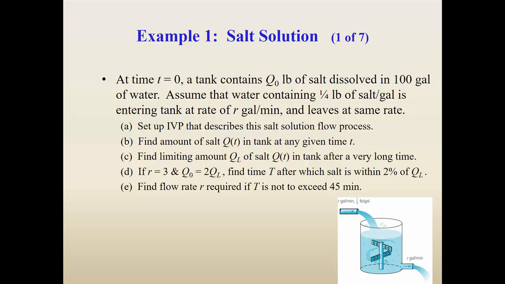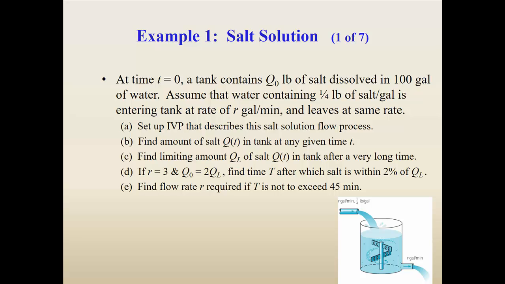So, for this tank that is perfectly mixed, we're going to assume that at a certain time t equal to 0, the tank is going to have a certain amount of salt. We're going to call it Q naught, where Q is the amount of salt, 0 represents that time 0, right? So Q naught. And it's the amount of salt dissolved in a 100-gallon tank of water.